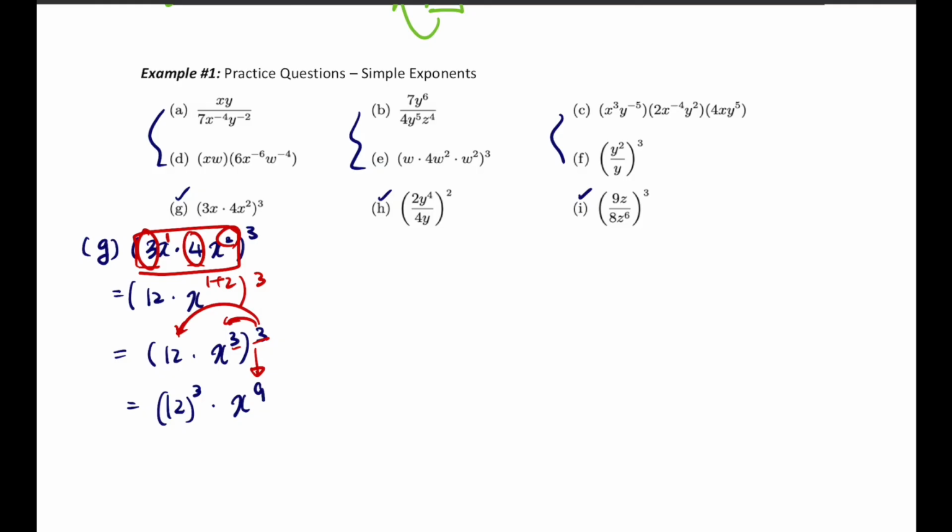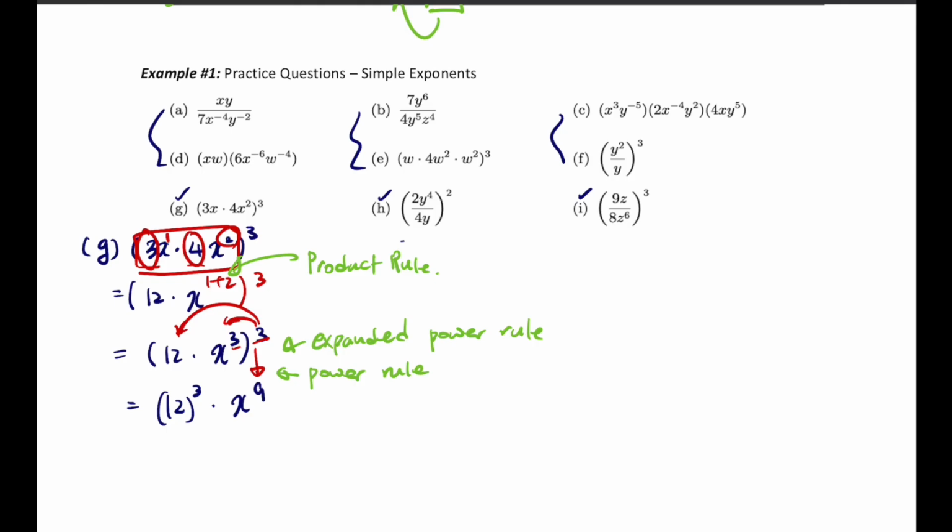So what kind of rules did I just use? For this one, I used the expanded power rule, and also I used the power rule. And for this part, I have used the product rule.